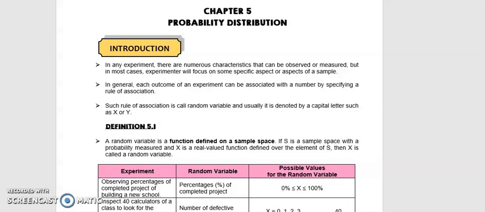Now look at some introduction first. In any experiment, there are numerous characteristics that can be observed or measured, but in most cases, the experimenter will focus on some specific aspect or aspects of a sample. So in general, each outcome of an experiment can be associated with a number by specifying a rule of association. Such a rule of association is called a random variable and it is usually denoted by a capital letter. For example, we use capital X or Y, or it also can be any letter.